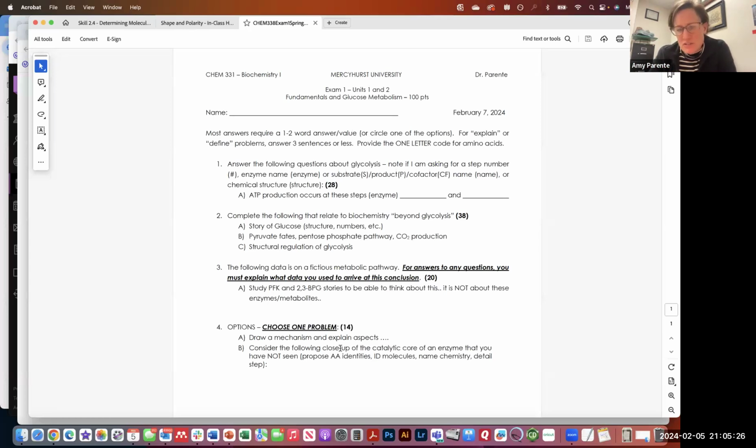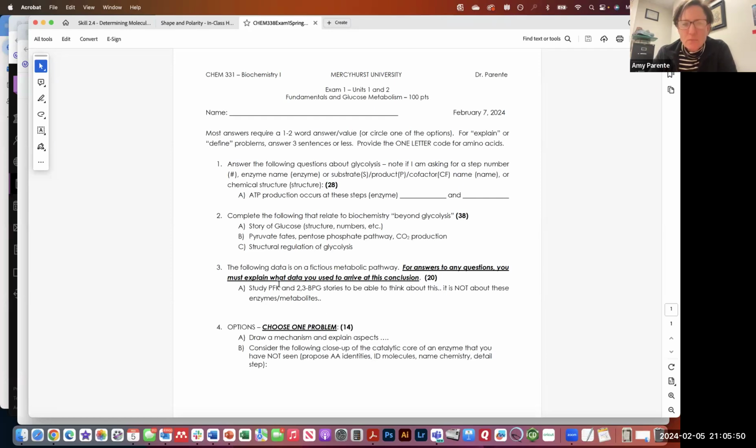Then there are two questions that are going to ask you to apply knowledge to a new situation. So there is a 20-point multi-part question that is going to be related to concepts that you learned about when we were studying PFK regulation and 2,3-BPG. And you're going to want to apply them to a fictitious metabolic pathway.